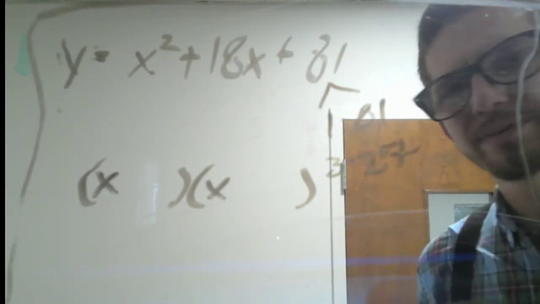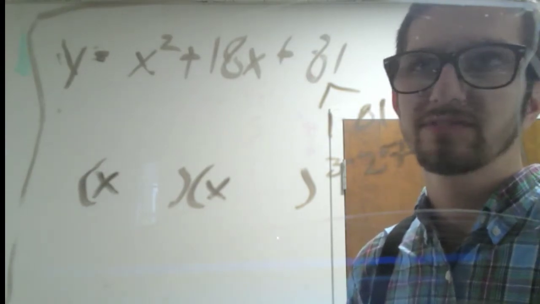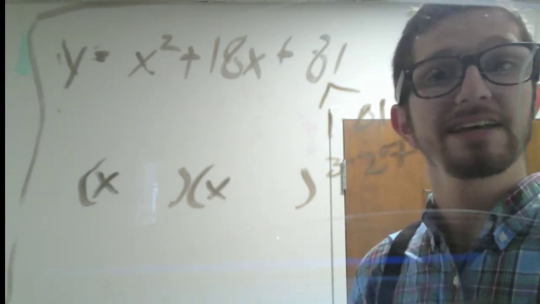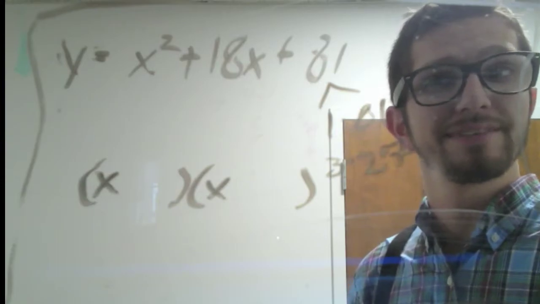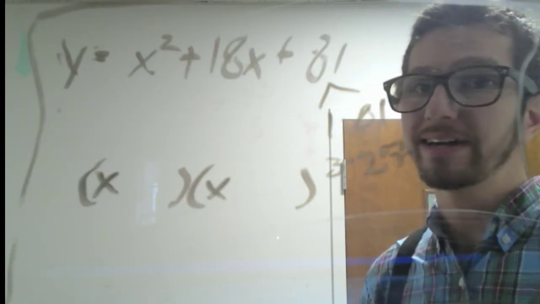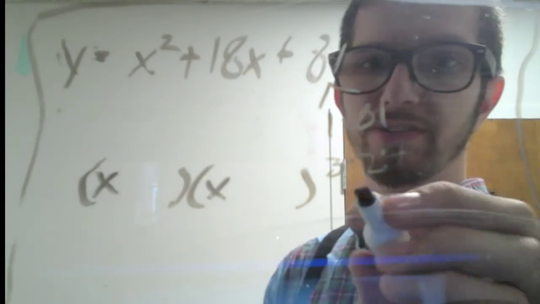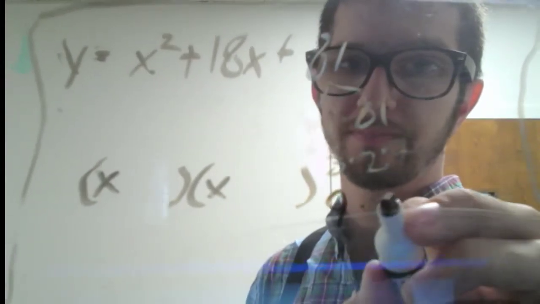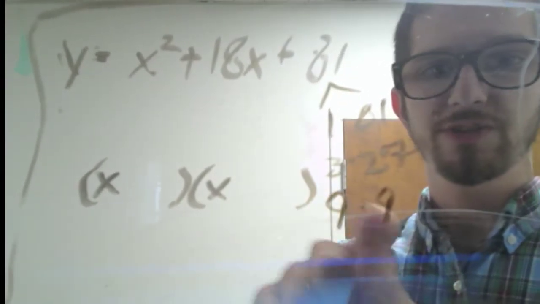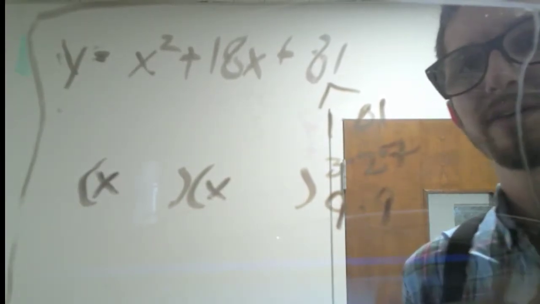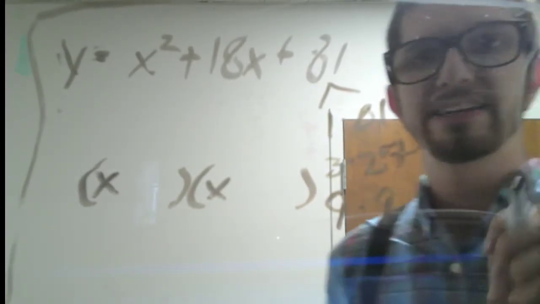Then we say, okay, what's bigger than 3? 4, does 4 go into 81? No. Does 5? No. 6? No. 7? No. 8? No. 9? Yes. 9 goes into it 9 times. And these numbers have gotten too close to each other, so I can't go any further. So I have 1 and 81, 3 and 27, and 9 and 9.